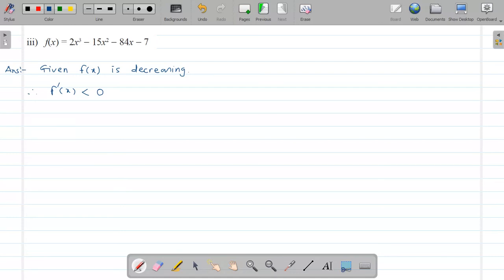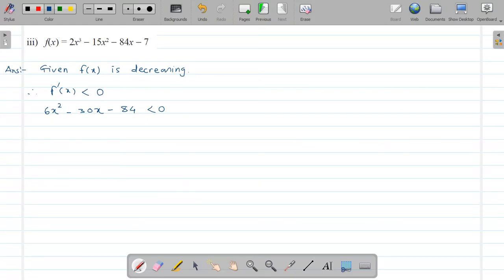So here you will get derivative of 2x cube, that is 6x square minus 30x minus 84 less than 0. Check the derivative of every term. Derivative of 2x cube means derivative of x cube is 3x square, so 3 into 2 is 6x square, minus 15 as it is. Derivative of x square is 2x, so 15 into 2 is 30x, minus derivative of 84x, 84 as it is, derivative of x is 1, minus 7. Derivative of 7 is 0.